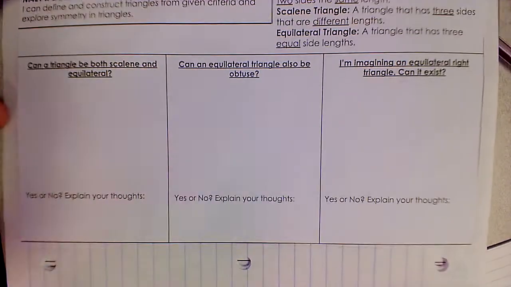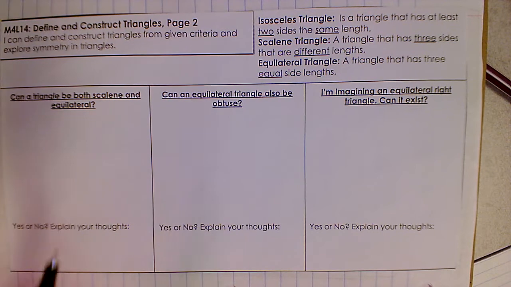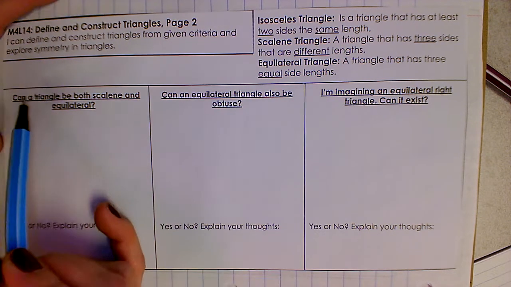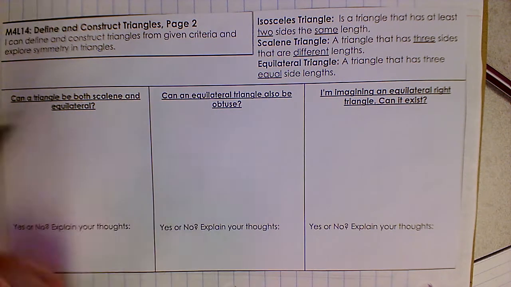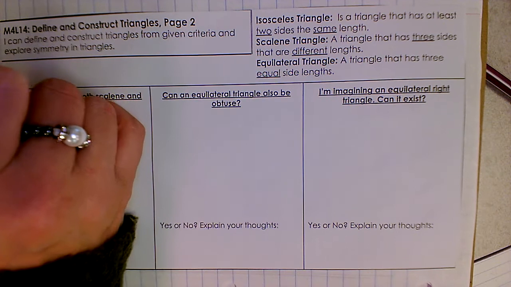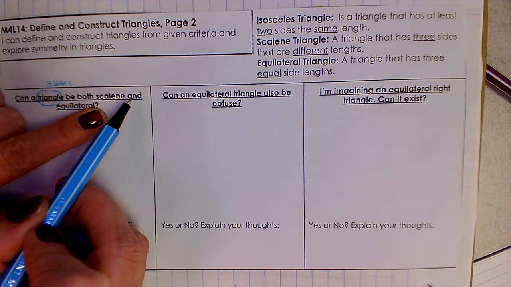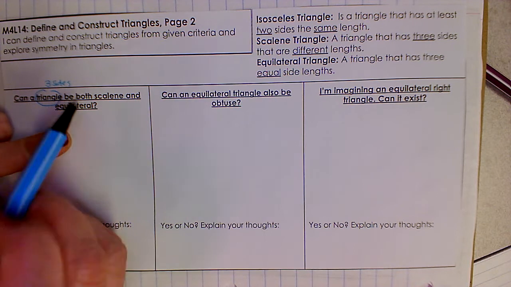I'll bring this down a little bit so you can see. So remember, we're going to be defining and constructing some triangles, okay? But this time, instead of telling us what to construct, it's asking, can we construct these? So all 3 of these are questions, okay? So this one says, can a triangle, so a triangle, 3 sides, be both scalene and equilateral?